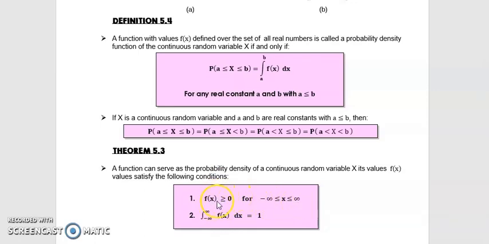So it means that the value must be 0 or positive. It cannot be negative. And if we integrate f(x) dx from negative infinity to infinity, the total must be equal to 1. So this is a basic property of probabilities.